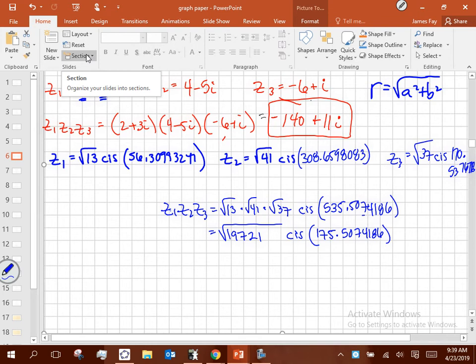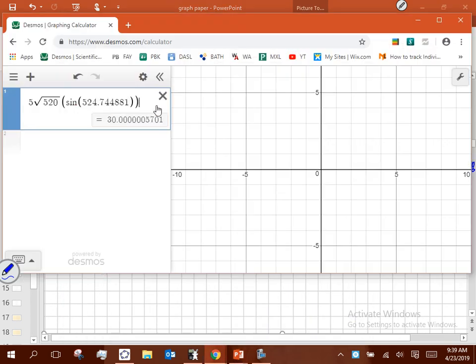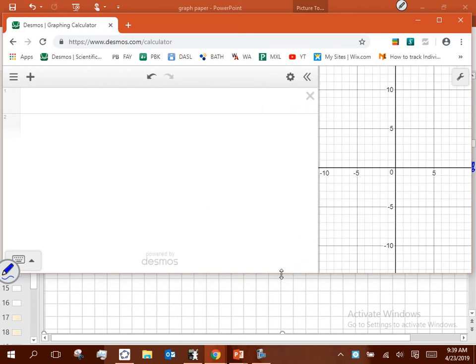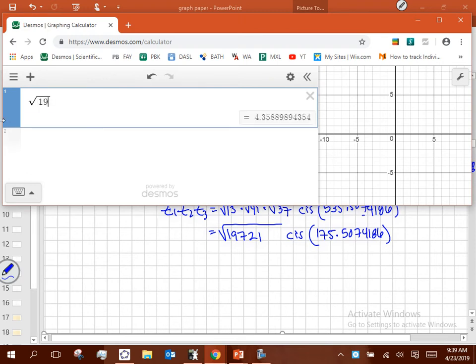And now what I want to do is check to make sure that makes sense. So what we're going to do is grab a calculator. It doesn't matter which one you take. Let's use Desmos. I like decimals because I can type it in and see it.